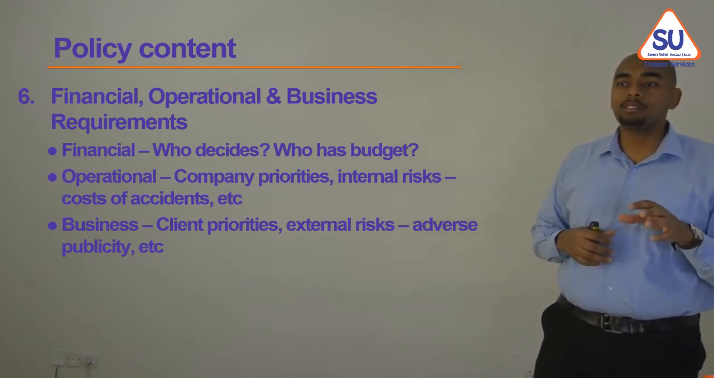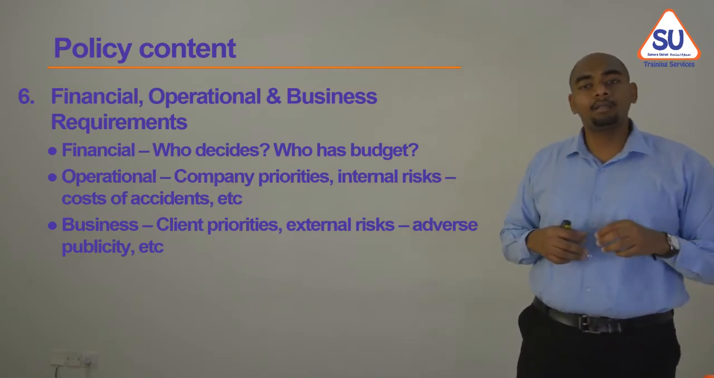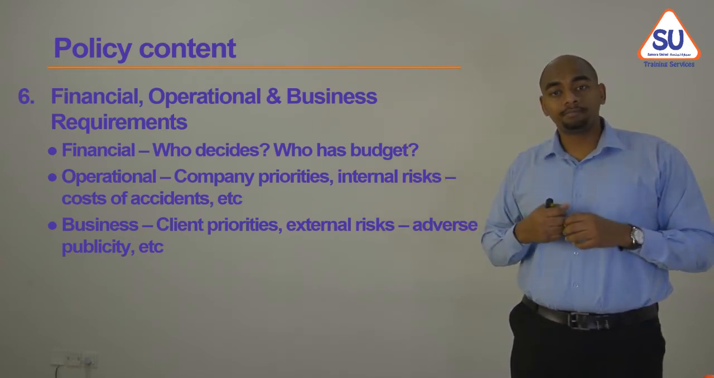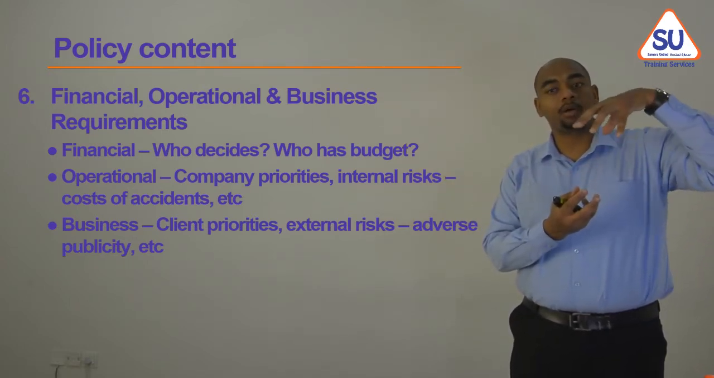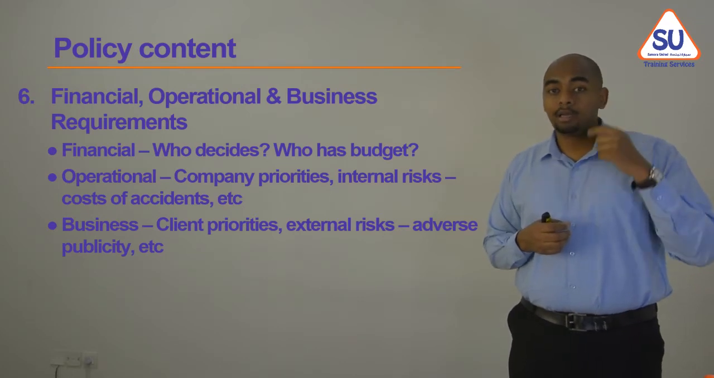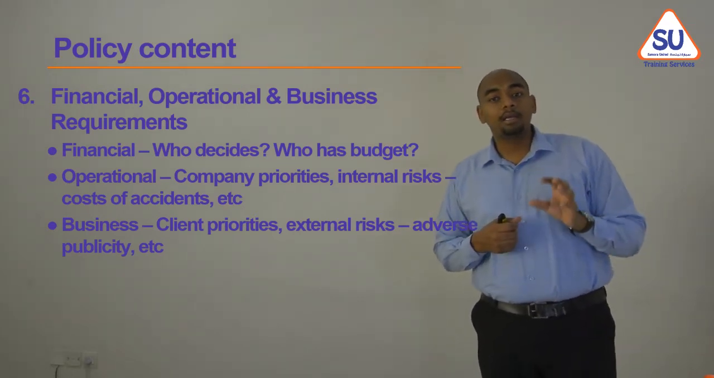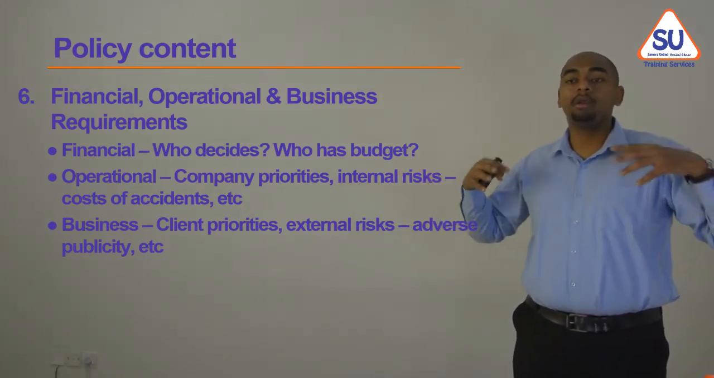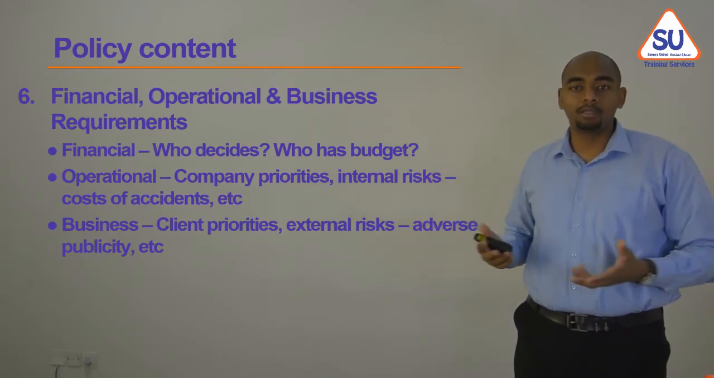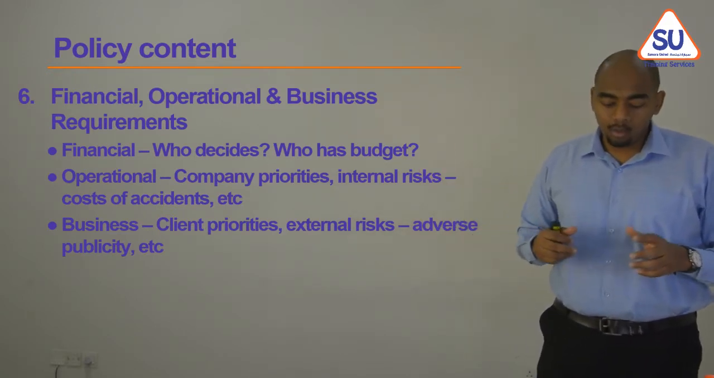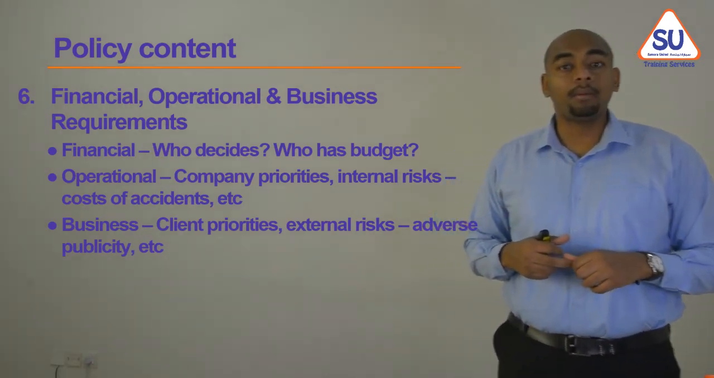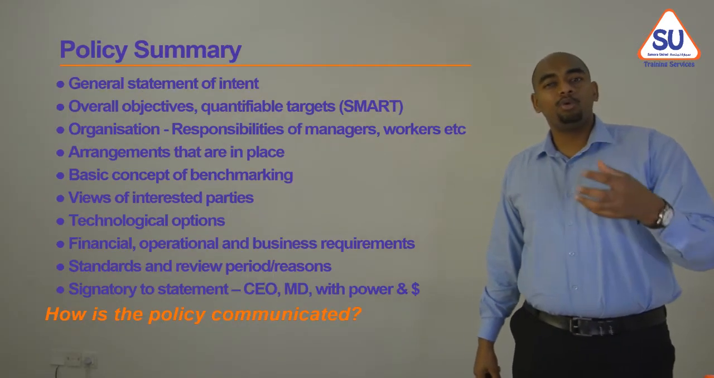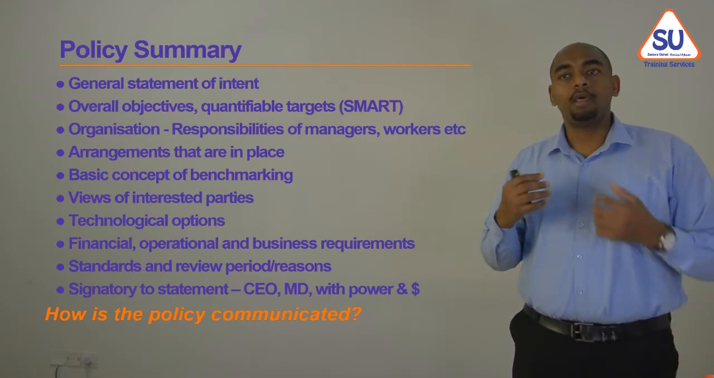The business requirements, here we are talking about the client priorities. Client priorities, those are the stakeholders or the client. If we are a contractor, our client priority also should be taken into account. The external risks, and here we mean the adverse publicity, our reputation, our image, and the public also should be considered within the requirements of the policy.